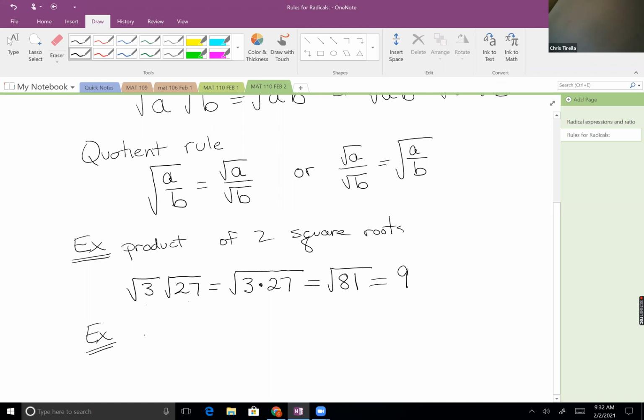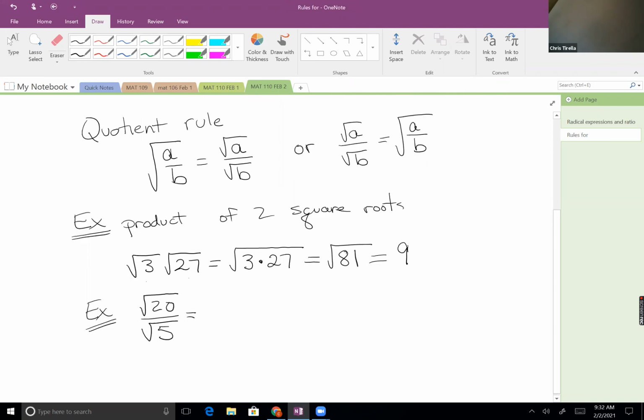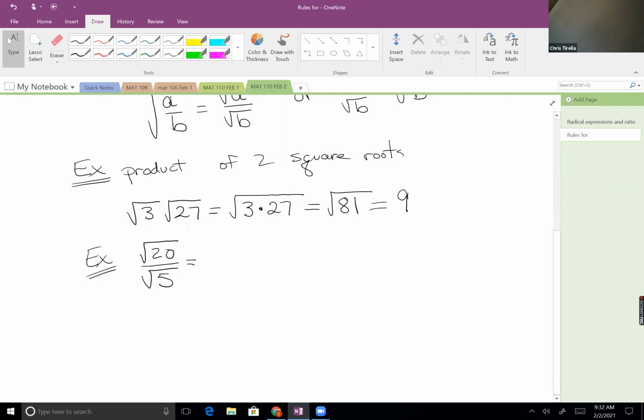In the same way, if I have the square root of 20 over the square root of 5, well, 20 is not a perfect square. That would be an irrational number, the square root of 20. 5 is not a perfect square, so the square root of 5 is an irrational number. But because they're both square roots, we can change that into the square root of 20 over 5. And 5 does go into 20 four times, and I can take the root of 4 and get 2.